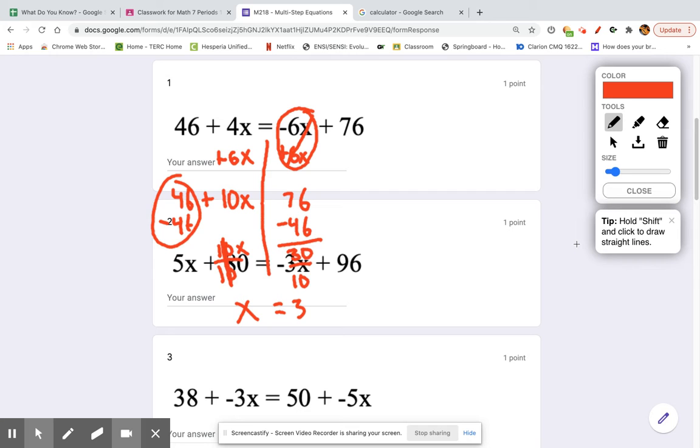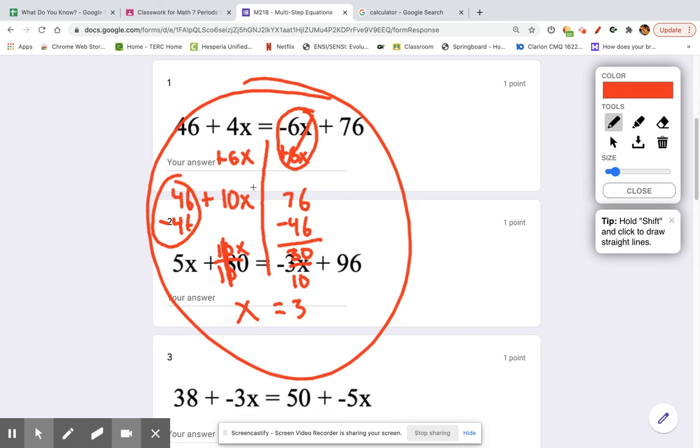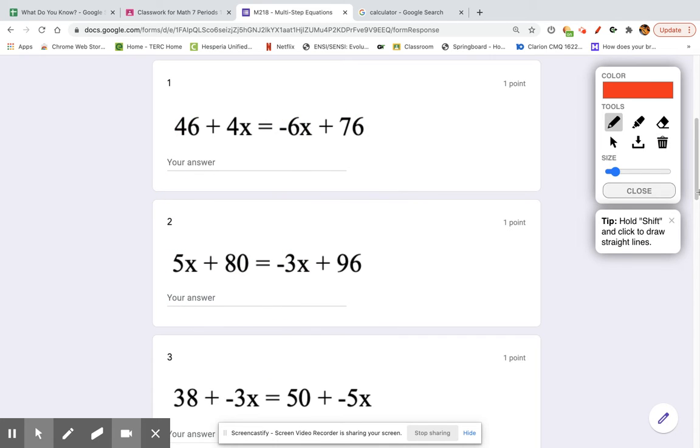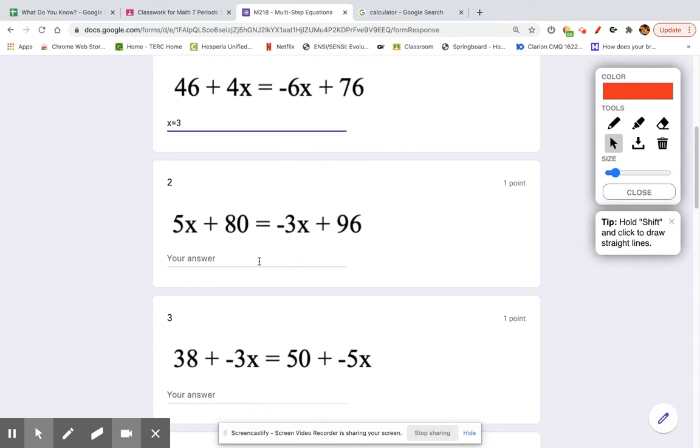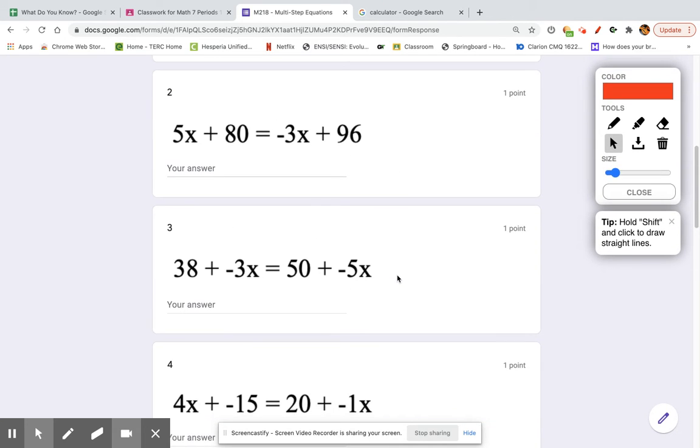Now, again, I'm not so much concerned about the answer. What I'm concerned about is you understanding how to actually do it. Because getting the answer without understanding how to do it doesn't help you at all. So we go ahead and type in our answer, x equals 3. All right. Let's go ahead and do number 2 now.